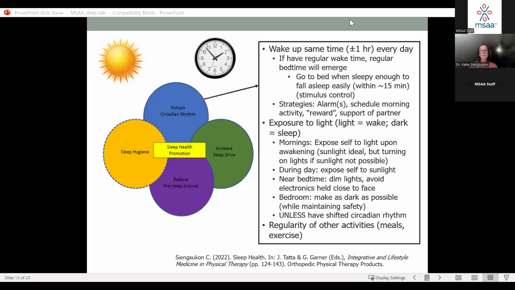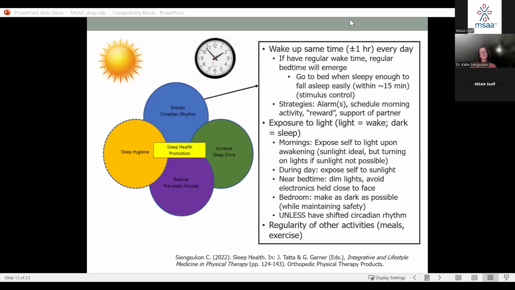With daylight savings, it's getting to be into winter. It's much harder to have natural light. Turning on the lights is okay. Sunlight, of course, is best. But when you wake up at the same time every day, that's really what helps entrain your circadian rhythm. And so I encourage people to have a regular wake up time. When you're very diligent about that, your bedtime will naturally emerge as your circadian rhythm develops.